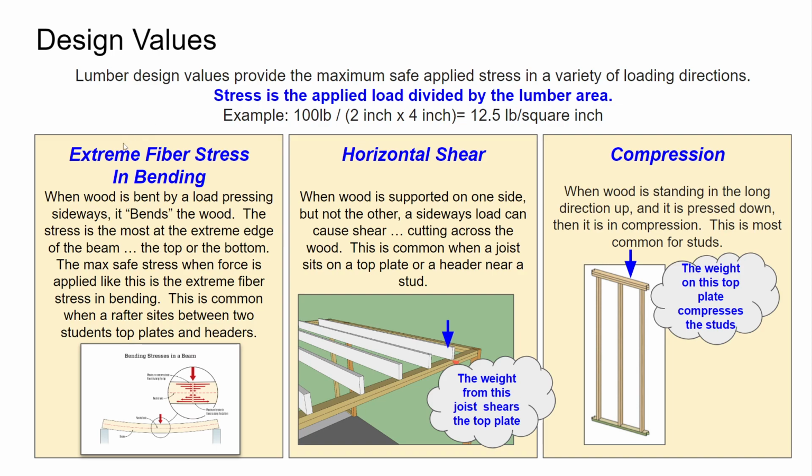So there are certain ones. There's extreme fiber stress in bending. If you bend the wood like you see here, it's supported on each end and there's something pressing near the middle. That tends to bend it. And there's a stress developed at the outside fibers of that wood. That's an important one for us. So that's common, like when a rafter sits between two studs, top plates, and headers.